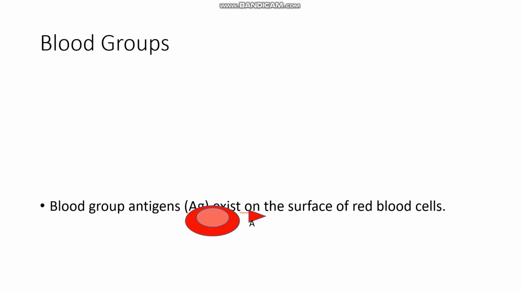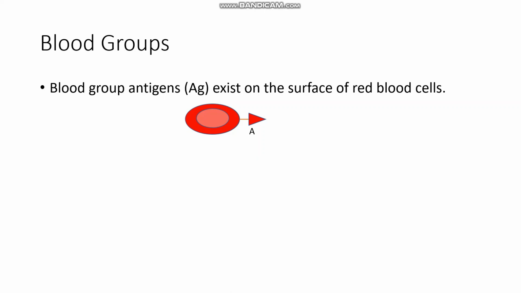So blood groups. Blood group antigens exist on the surface of red blood cells. These are surface markers which allow the immune system to identify your own cells. Approximately 400 types have been identified, but the most important ones are the ABO and the RH groups. Some others which can be clinically relevant include Kell, Duffy, and Kidd.